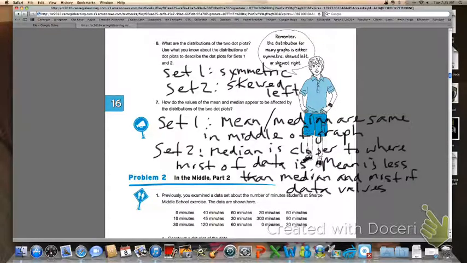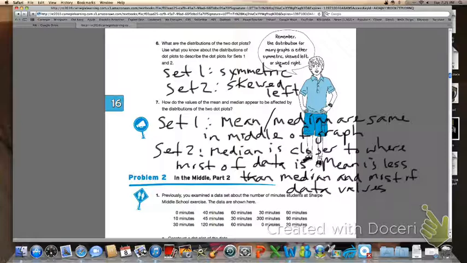If you take a look at number 6, hopefully you saw that in set 1 the distribution would be symmetric, and in set 2 the distribution would be skewed left. For number 7, it asks, how do the values of the mean and median appear to be affected by the distributions of the two dot plots?